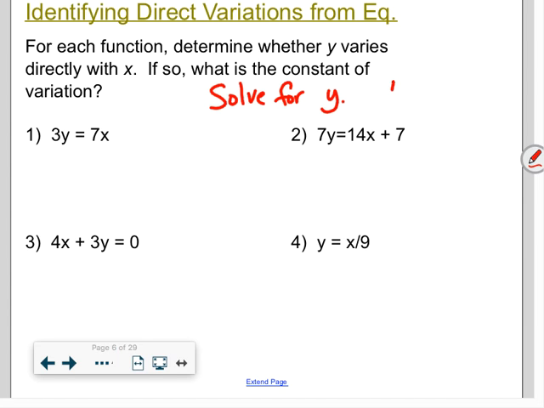Okay, you're going to solve for y, and if it's y equals kx, so make sure you write this down in your notes. If it's y equals kx, then it's direct variation. But if you have a plus a number or minus a number, then it's not. So I'm going to pause, and I want you to solve each one of these for y if it's not already solved.